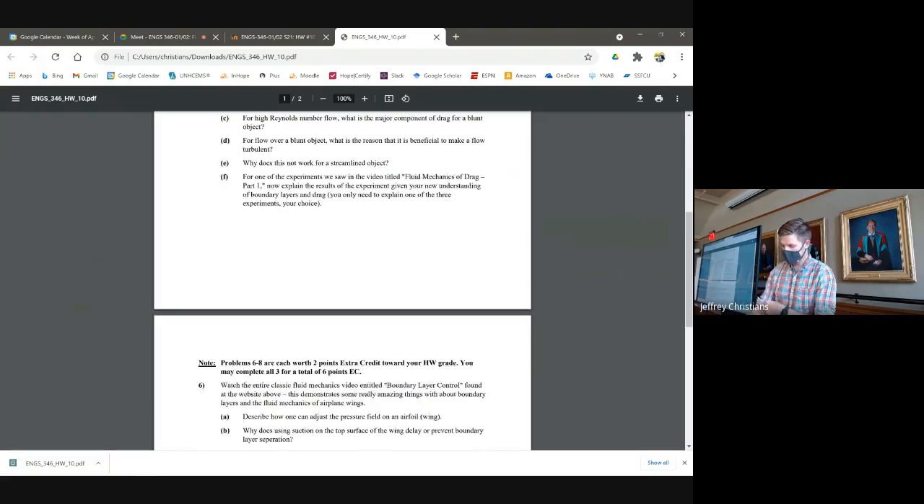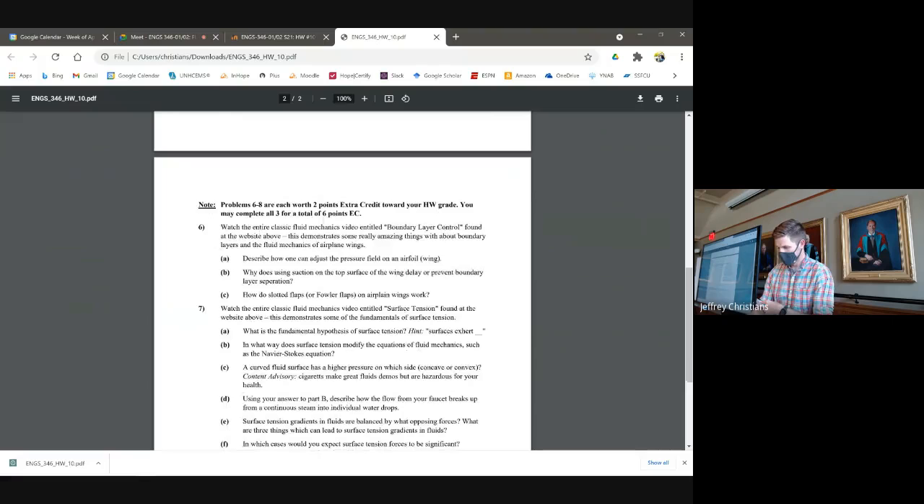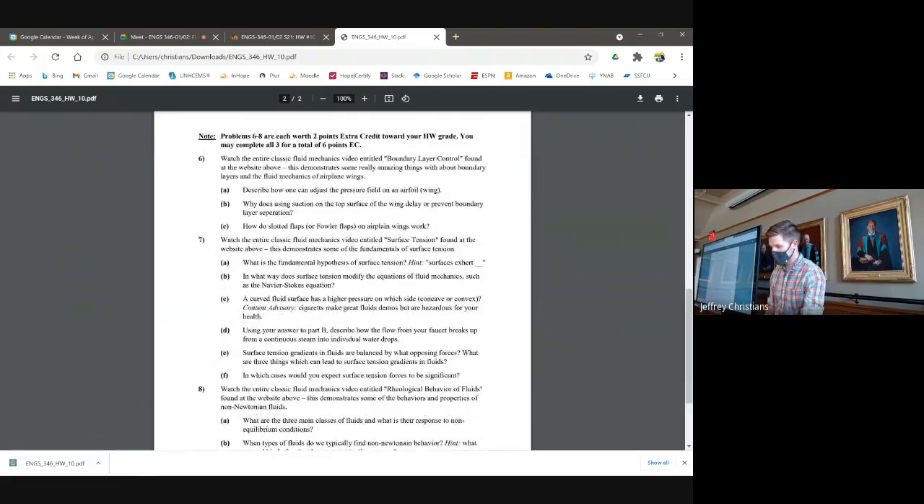But also there are 3 that are possible for extra credit. You can complete all 3 of these for a total of 6 points extra credit. So if you have some extra time over the next week and you want to do 1 or 2 of these this week instead of saving it all for next week, it gives you a little bit of flexibility given your schedule and what you want to be working on.